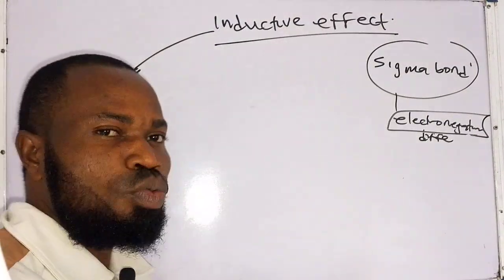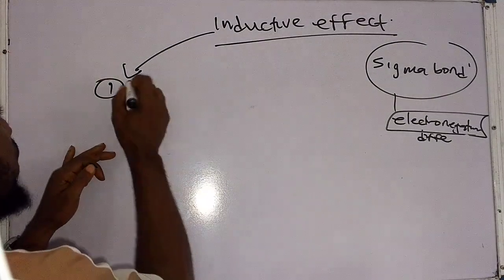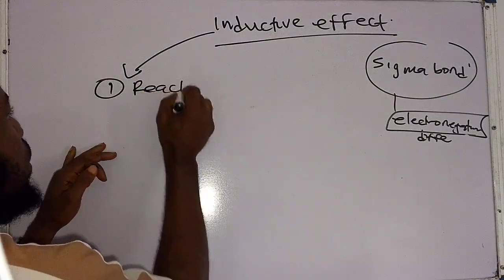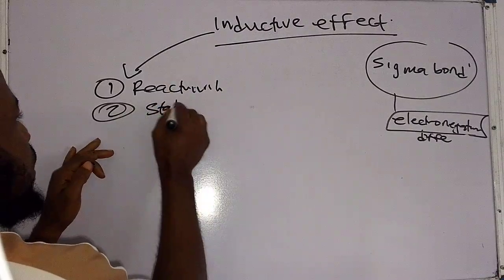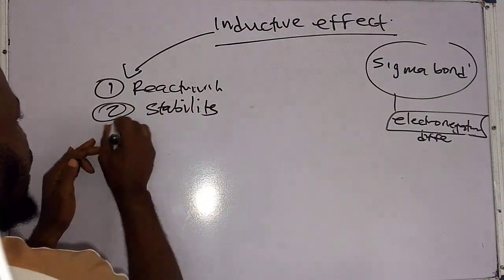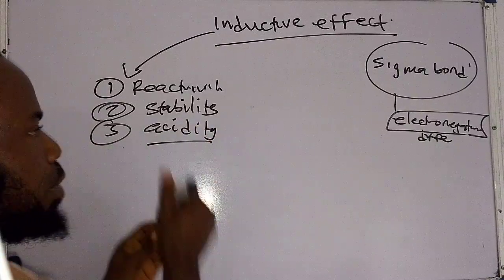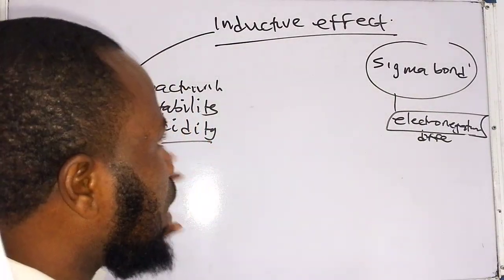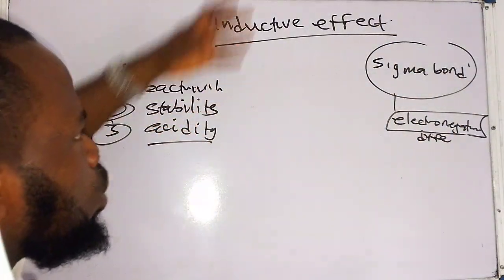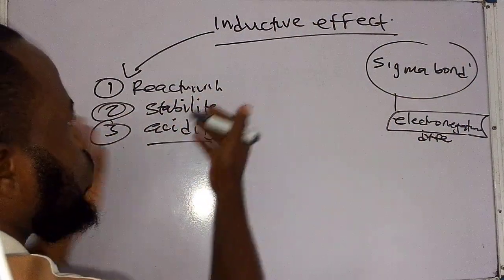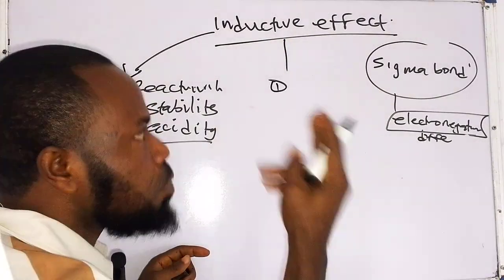Now, what are the effects of inductive effect? What is the importance? Why must we know inductive effects? Number one, it affects the reactivity of the organic compound. Number two, it affects the stability of the organic compound. And number three, it affects the acidity of the organic compound. So you understand what inductive effect is, why we must know it, what it brings about, and what it can cause. Now, you must know that there are two types of inductive effect.